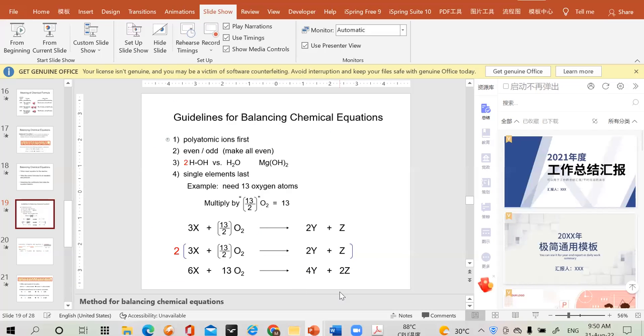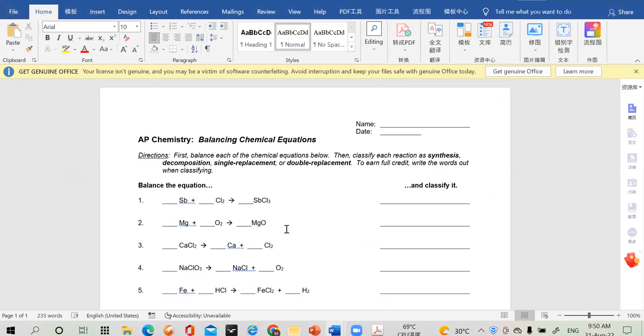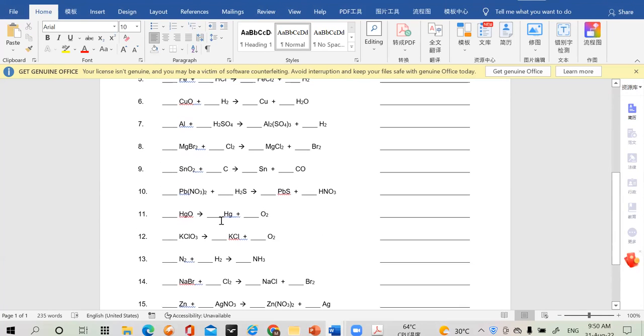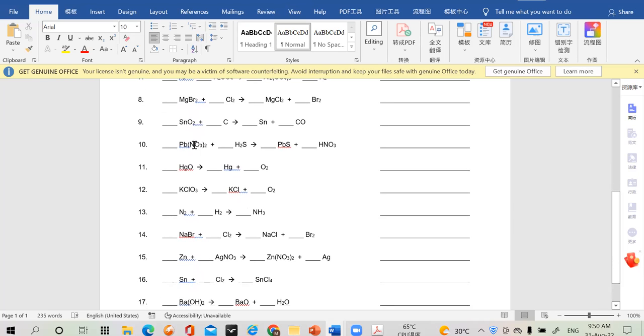All right, so then you will have this worksheet to do all that. Nightmare. Okay, so like this one, number 10, for example, do the nitrate NO3 first. Then do Pb, because that's a metal. Then do a non-metal like sulfur. Then do hydrogen, then do oxygen. Well, I think if you did the nitrate already, the oxygen should already balance itself out eventually by the end.